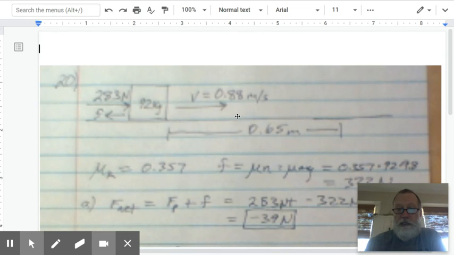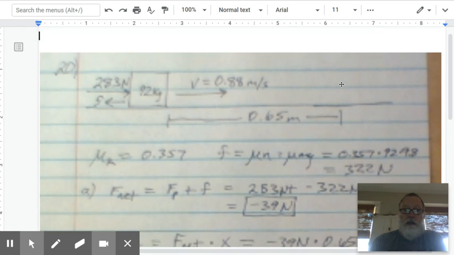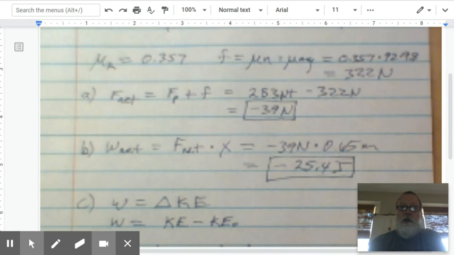Anyway, our initial velocity is 0.88 meters per second. We're going to push the box for 0.65 meters, and mu k is 0.357. So one of the first things I'm going to do is figure out what the friction is based off of the mu k.